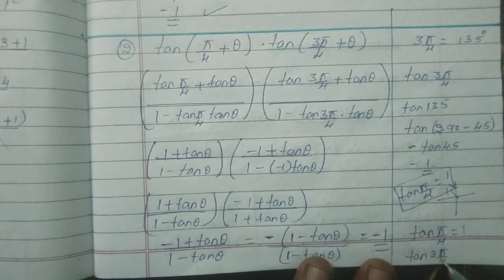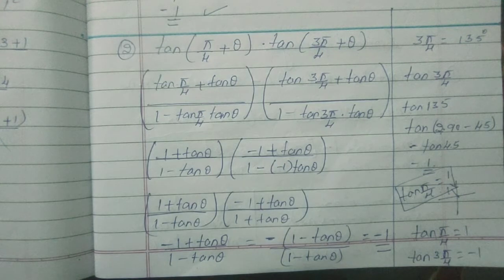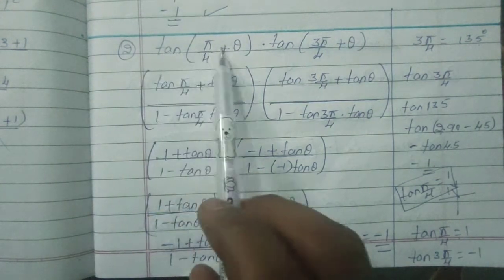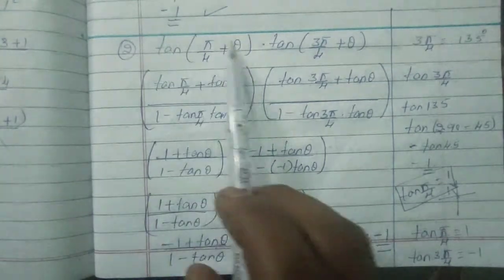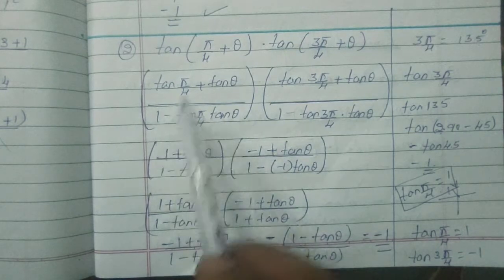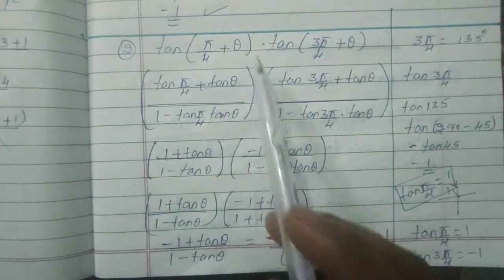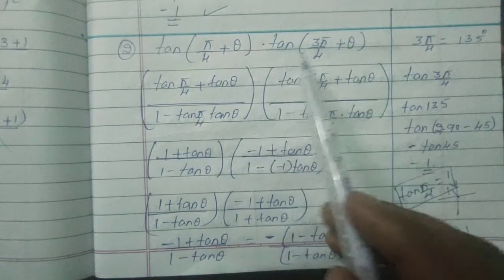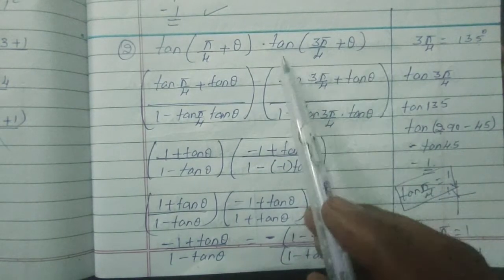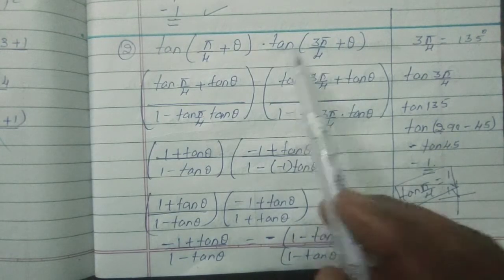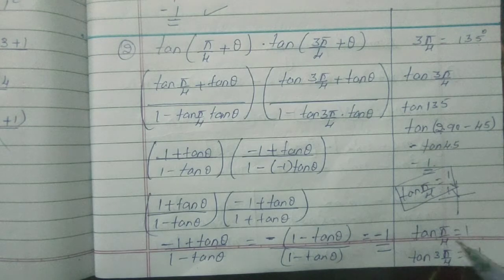Tan 3π/4 value is minus 1. Now this is just like the tan(A + B) formula, no? What is the formula? Tan A plus tan B by 1 minus tan A tan B. This entire thing is also the tan(A + B) formula: tan A plus tan B by 1 minus tan A tan B. Any doubt? I am just applying the formulas.